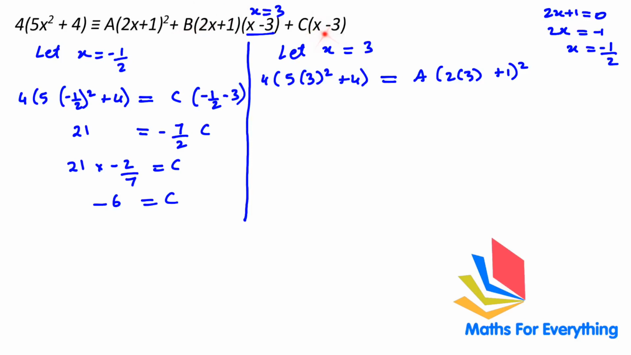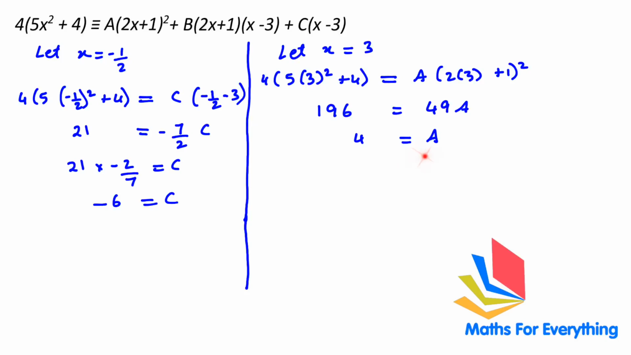3 minus 3 is 0. 0 multiplied by c, 0. So your c is cancelled. That's the reason we can only use a. Now put this in the calculator and you will get 196, and this will give you 49. This is a multiply again. When you move to the other side, it will be a divide. Therefore, 196 divided by 49 will give you 4. A is 4.